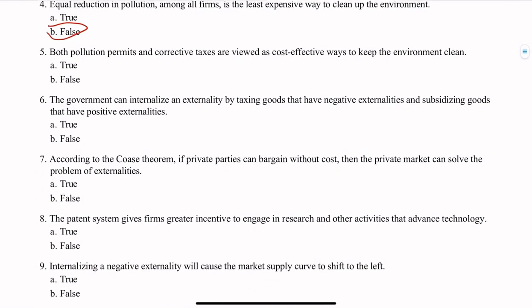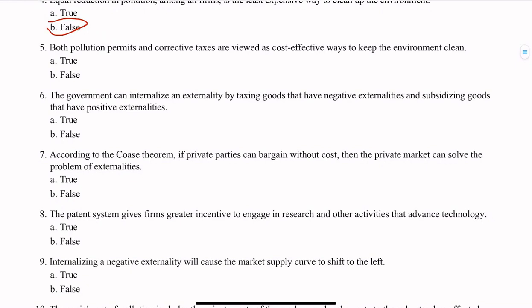Both pollution permits and corrective taxes are viewed as cost-effective ways to keep the environment clean. Well, clearly we discussed this, because in the market-based approach, we discussed two kinds of approaches, right? The first is the permit, the second is the tax. And we also learned that in terms of effect, permit and tax have the same effect on pollution.